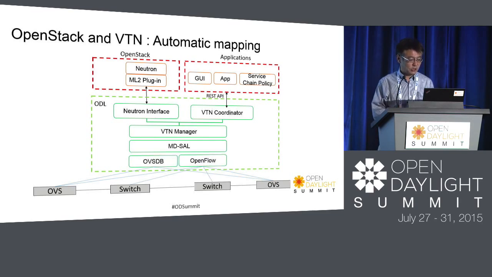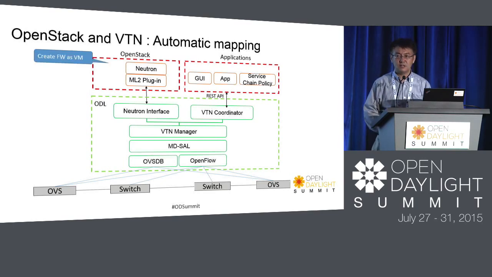Then let me show you step by step how the OpenStack integration is done here. First of all, a user may want to deploy a virtual machine firewall in the network. In this case, the Neutron dashboard user configures and creates new virtual machines. Then such information comes to the VTN Manager through the ML2 plugin and the Neutron interface.